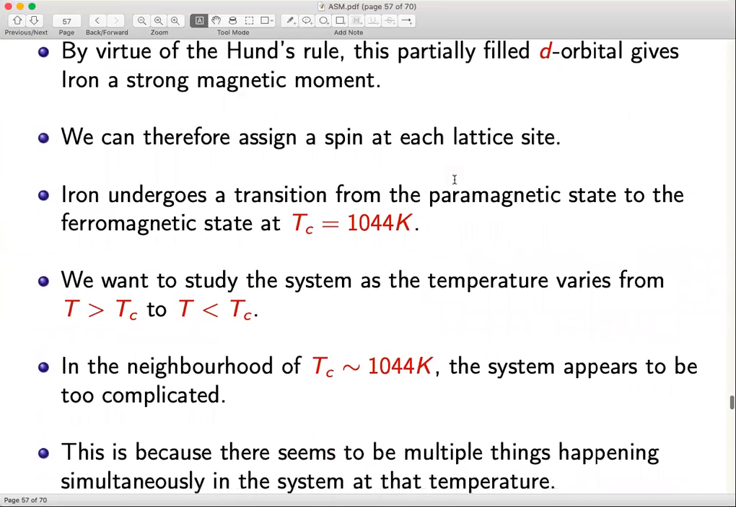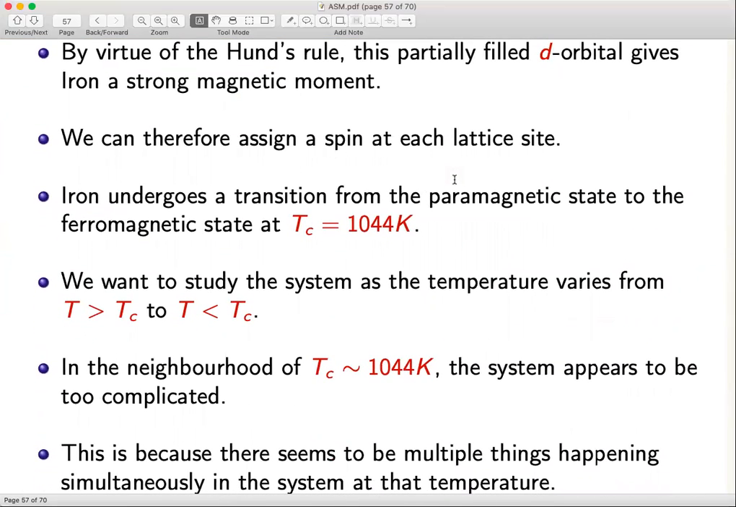Okay, now we want to study the paramagnetic to ferromagnetic transition, and iron undergoes this transition from paramagnetic state to ferromagnetic state at about 1044 degrees Kelvin. Okay, that is the transition temperature. Now notice that this temperature is much higher than room temperature. So in an ideal situation, you would have expected that iron at room temperature would have behaved like a magnet. Okay, but that's not what happens. If you look at iron, typically it behaves like a paramagnet, and it's not in a ferromagnetic state.